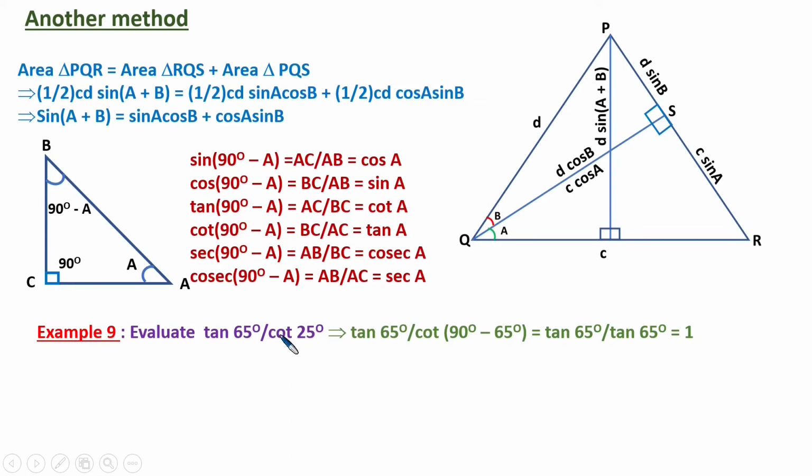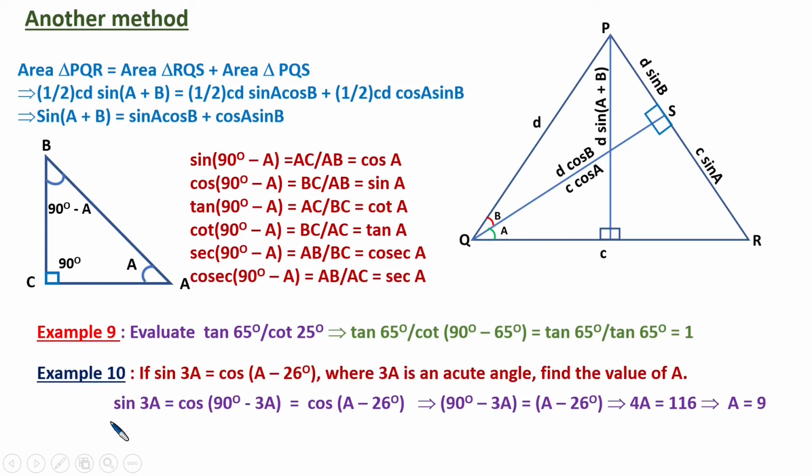Evaluate tan 65 by cot 25 degree. So I write this cot 25 degree as cot of 90 minus 65. Cot of 90 minus A is tan of A, so cot of 90 minus 65 is nothing but tan 65. Tan 65 cancels, you get 1. These are all very trivial examples, but we have to do them. Let us do it.